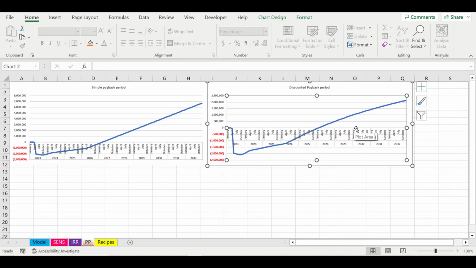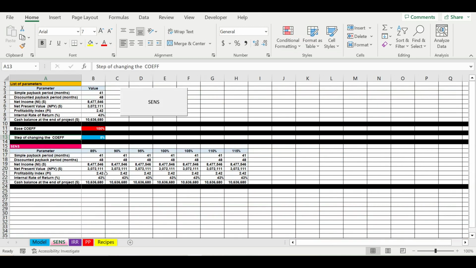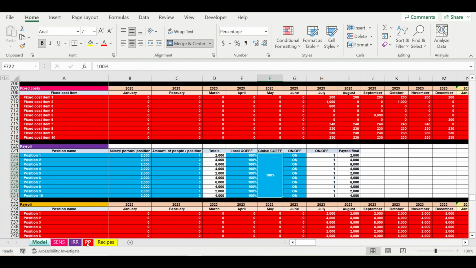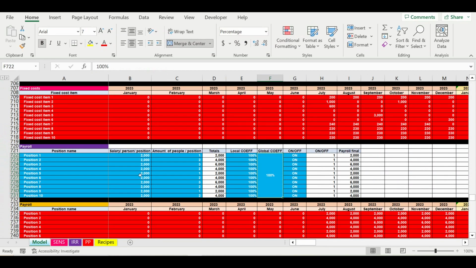So here, using these coefficients, you will be able to quickly set up these values and look at these values. You will be able to see, for example, the simple discounted payback period diagrams very quickly, and you will not be working with inputs themselves. You will be quickly creating scenarios and seeing how payroll affects your business idea.